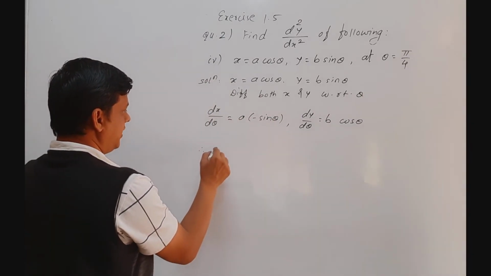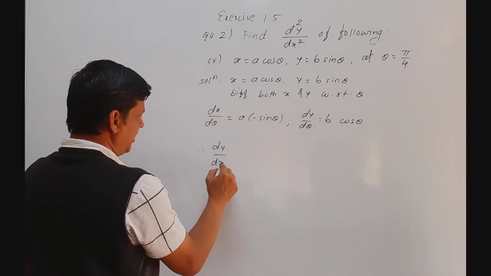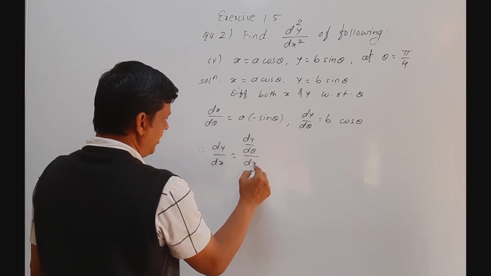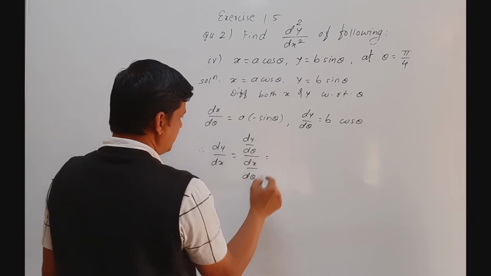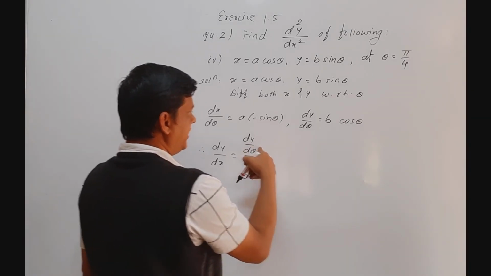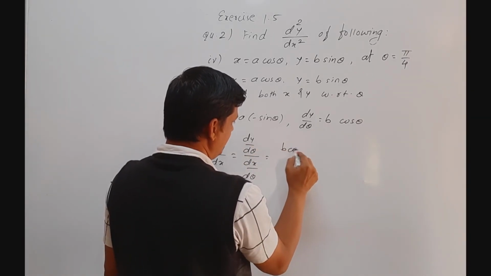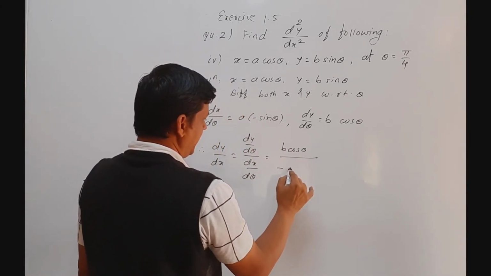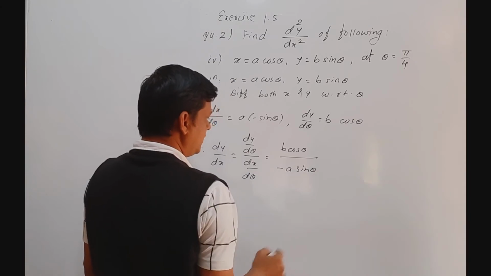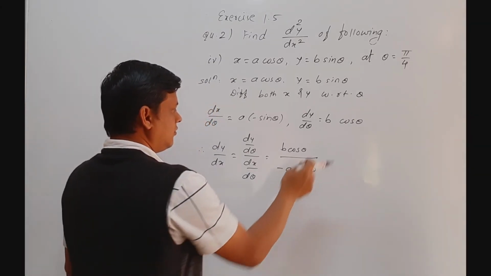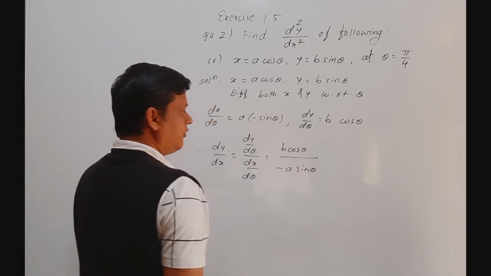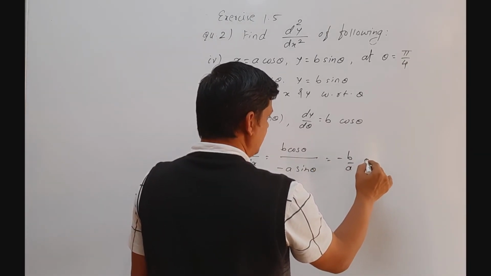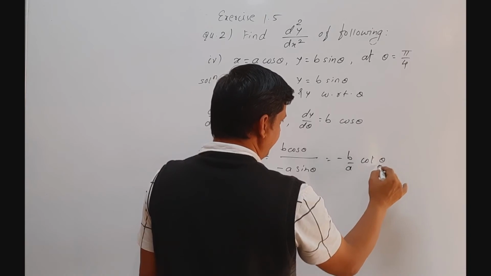So first we find dy by dx from this. Therefore dy by dx is equal to dy by d theta upon dx by d theta. Now substitute the value of dy by d theta as b cos theta and value of dx by d theta as minus a sin theta. So this cos theta upon sin theta we write cot theta. So write here minus b by a cot theta.